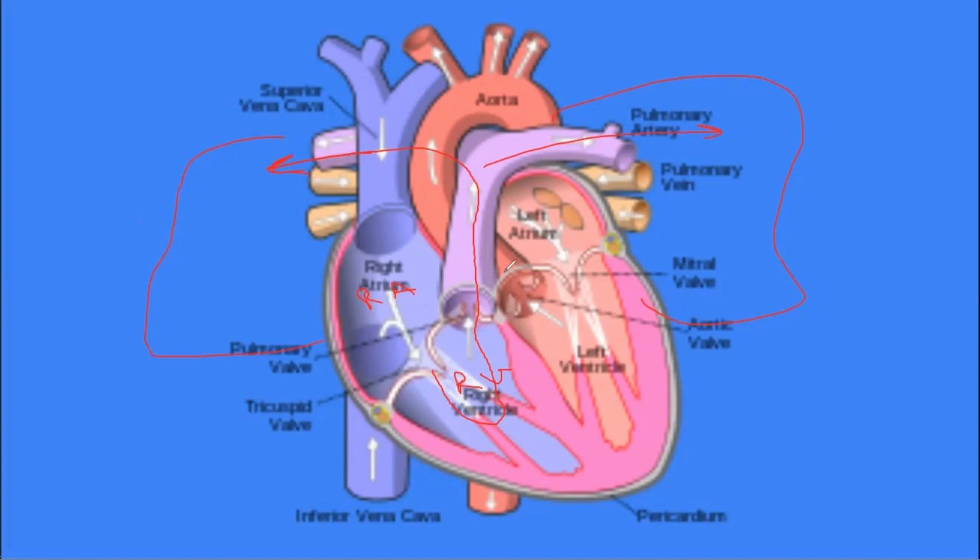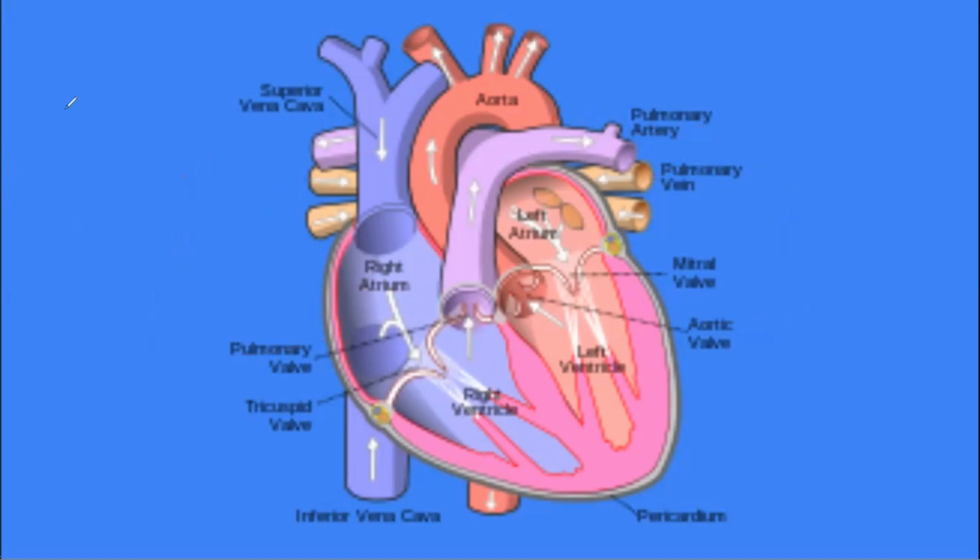Rest all the arteries are taking oxygenated blood away from the heart except the pulmonary artery. Now see, pulmonary vein. All the veins are bringing the deoxygenated blood back to the heart, but the pulmonary vein is bringing the oxygenated blood from the lungs back to the left atrium. So pulmonary vein is the only vein which is bringing oxygenated blood back to the heart. Why? Because it is bringing the oxygenated blood after gaseous exchange from the lungs. So this is the slight exception you have to remember.